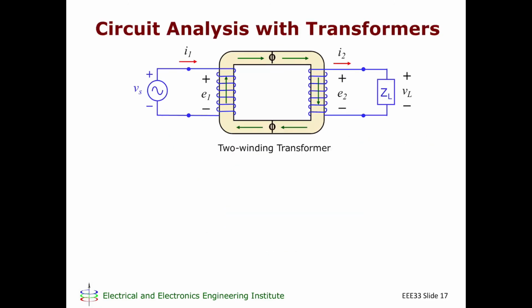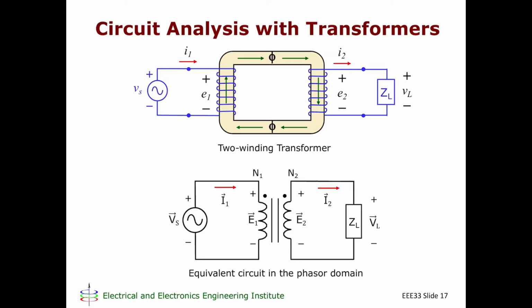Let's now study the analysis of circuits that contain transformers. So here is a simple circuit that contains a transformer. I have a source that is connected to a load through a transformer. If I get the phasor equivalent of the circuit above, it is going to come out like this. Notice that all the time domain expressions have been converted to their equivalent phasors.